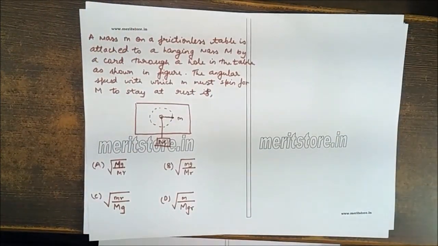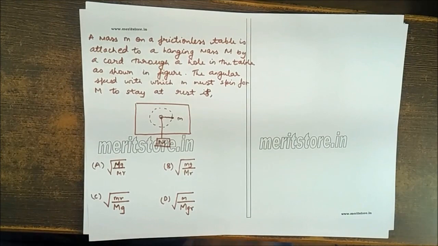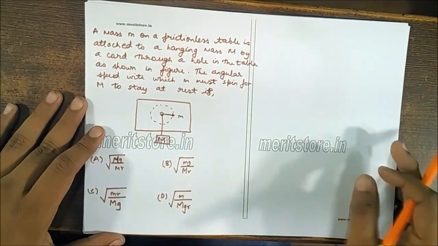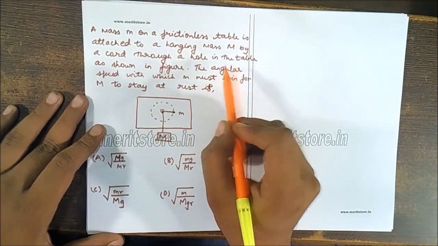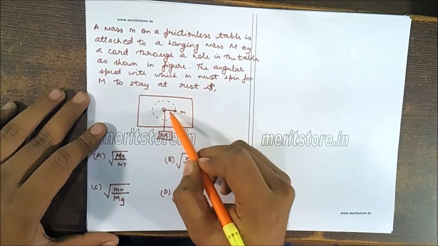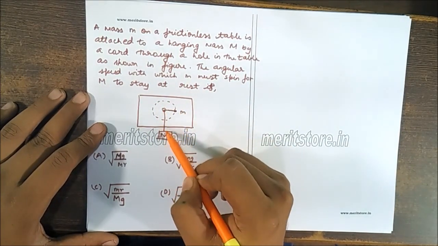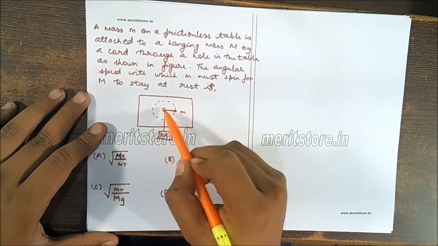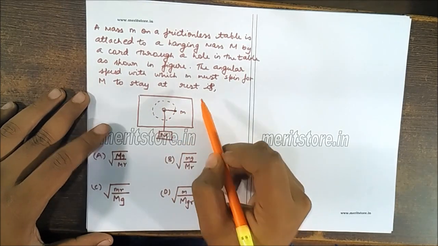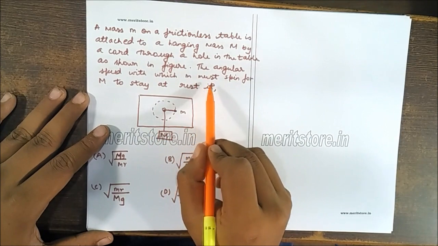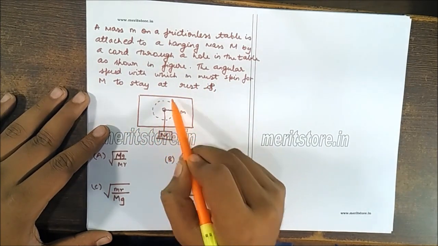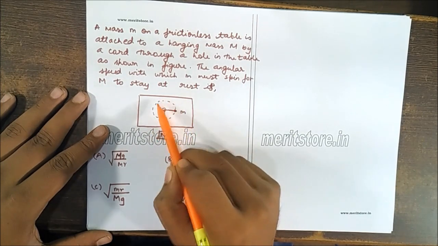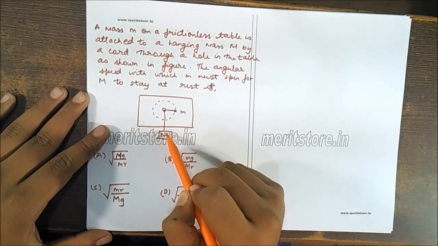The next question. A mass m on a frictionless table is attached to a hanging mass M by a cord through a hole in the table as shown in the figure. So as we can see, this mass is attached to a hole through a string. Okay, so the angular speed with which m must spin for M to stay at rest. So the angular speed with which it should spin so that it stays at rest.